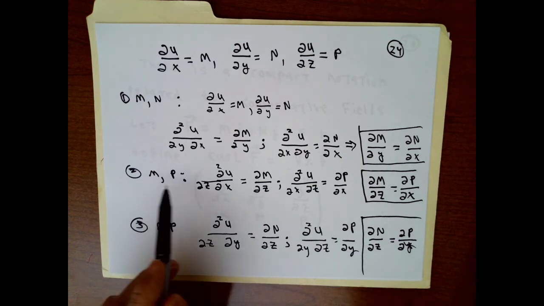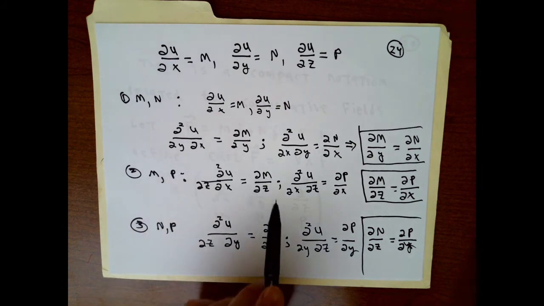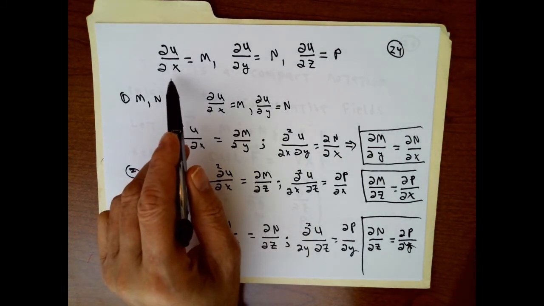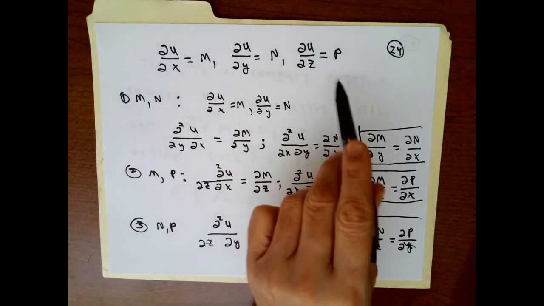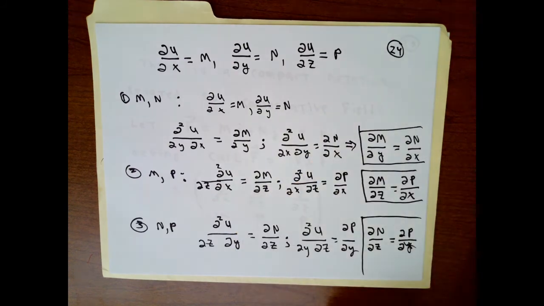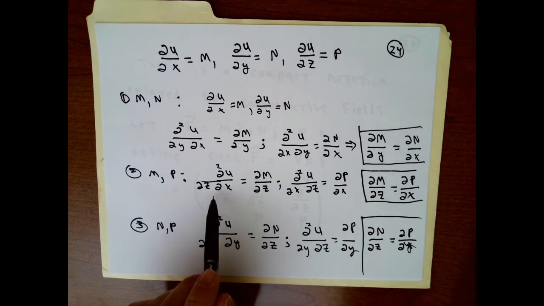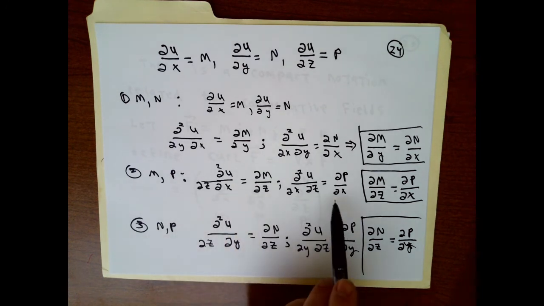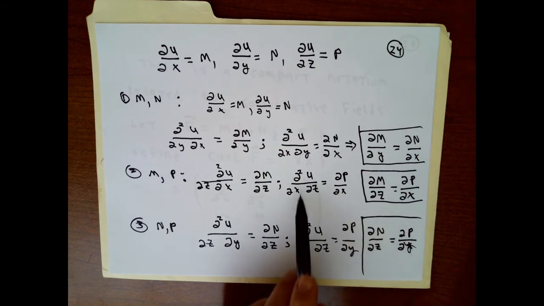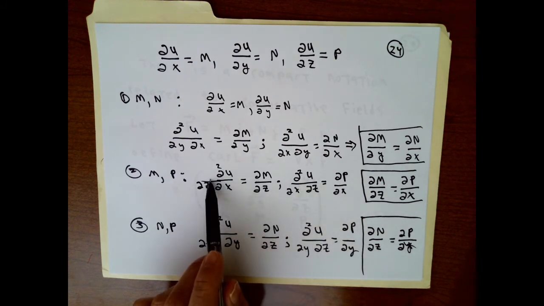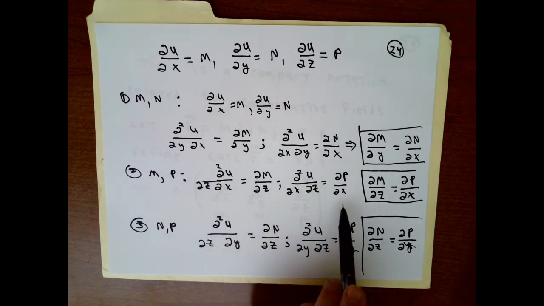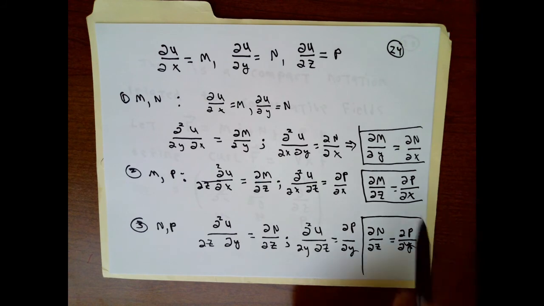Then compare m and p. m is partial of u with respect to x, and p is partial of u with respect to z. Take the first one and differentiate it with respect to z. Take the second one, differentiate it with respect to x. If all of the derivatives are continuous, this equals that, so that has to equal that. So this fact must be true.